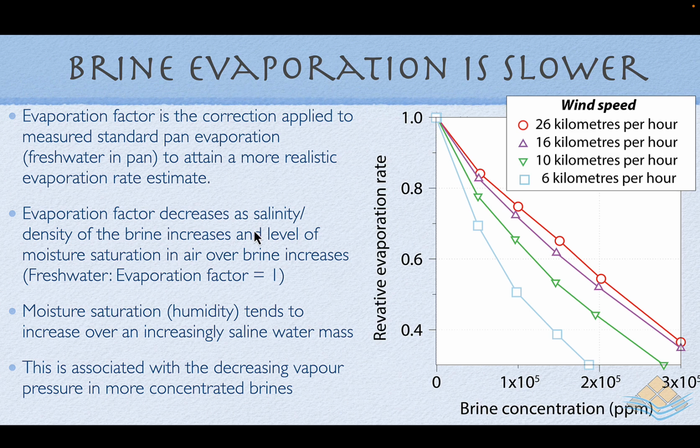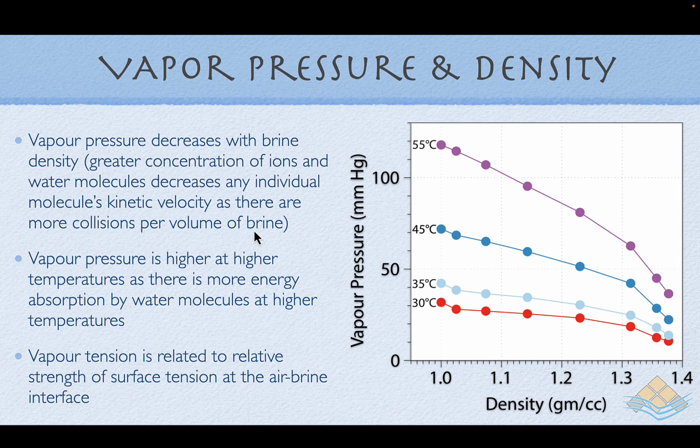This change in evaporation rate that we see in the Abu Dhabi experiment is related to vapor pressure decreasing with brine density increasing. So we can see that with a greater concentration of ions and water molecules, we are going to decrease any individual molecule's kinetic velocity in that liquid mass as there are more collisions per volume of brine.